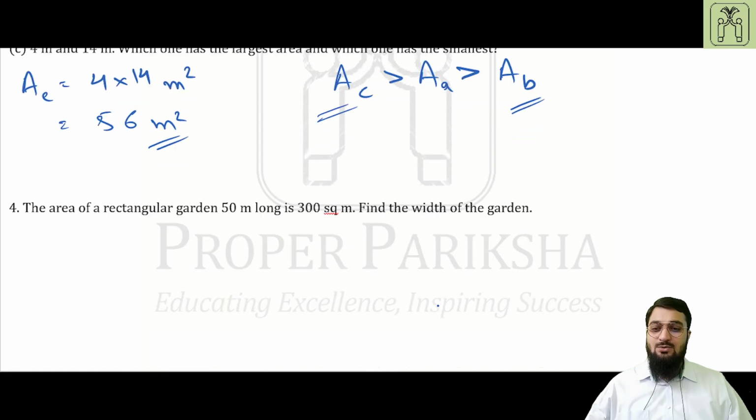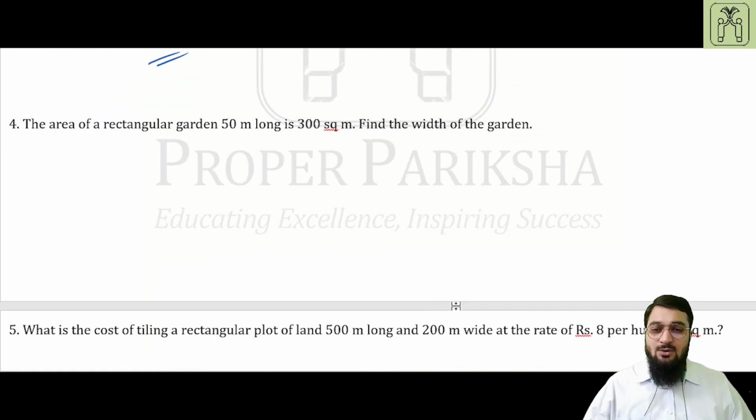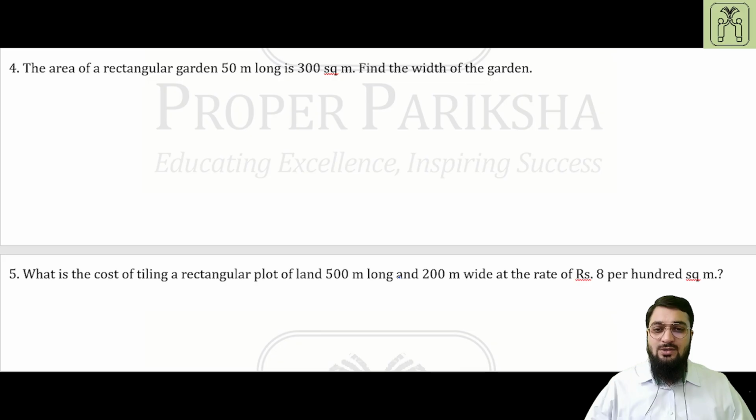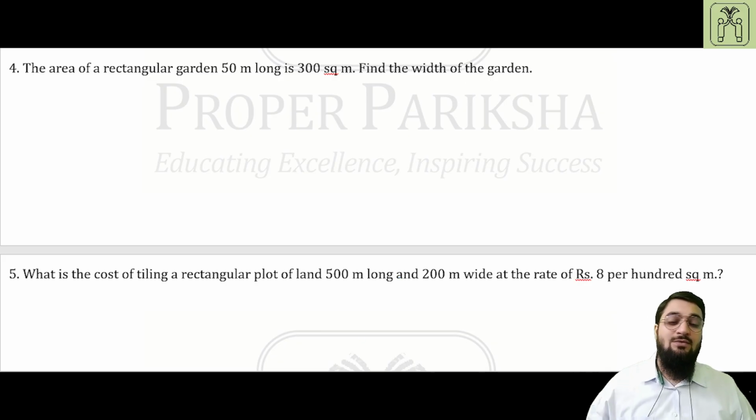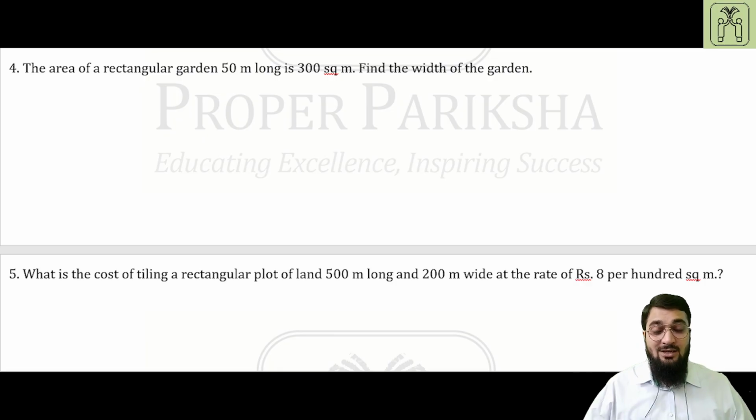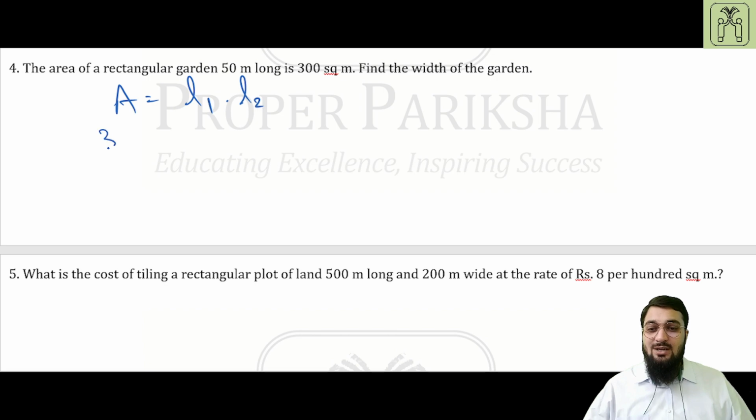Coming to the next question. Area of a rectangular garden 50 meter long is 300 square meter. Find the width of the garden. So what do you have to do over here? You have the area, you have the length, so you just have to find the other side, that is L2. So area is equal to L1 into L2. So 300 can be written as equal to 50 into L2.